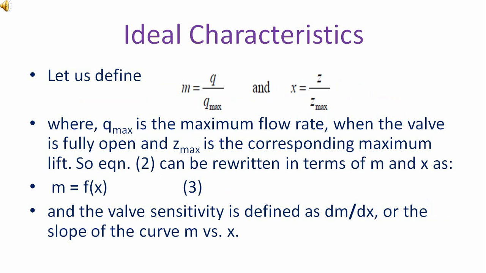Let us define M equal to Q upon Q max and X equal to Z upon Z max, where Q max is the maximum flow rate when the valve is fully open and Z max is the corresponding maximum lift. So equation 2 can be written in terms of M and X as M equal to function of X, and the valve density is defined as the dM by dX, or the slope of the curve M versus X.